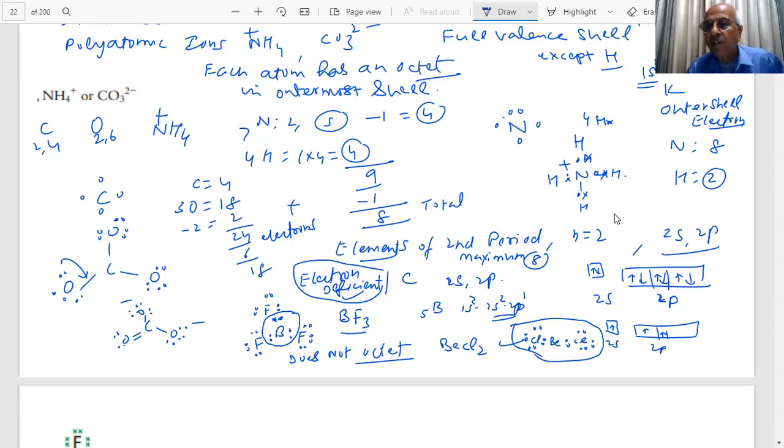So how will we do it? Okay? Can you see this? So here the octet rule is not obeyed in this case, beryllium and boron.